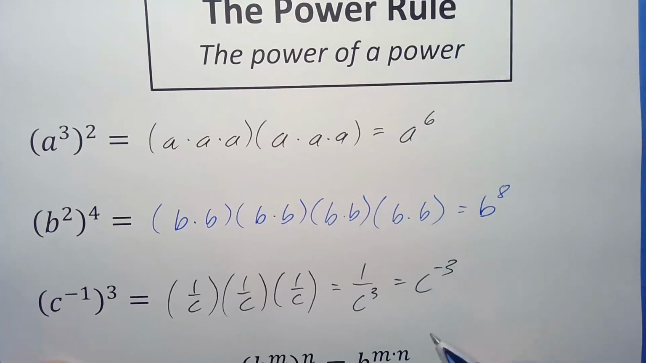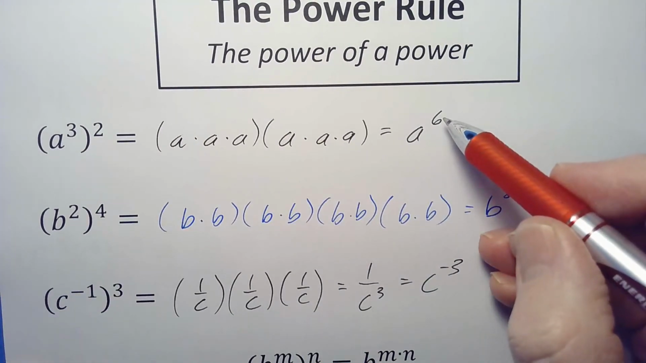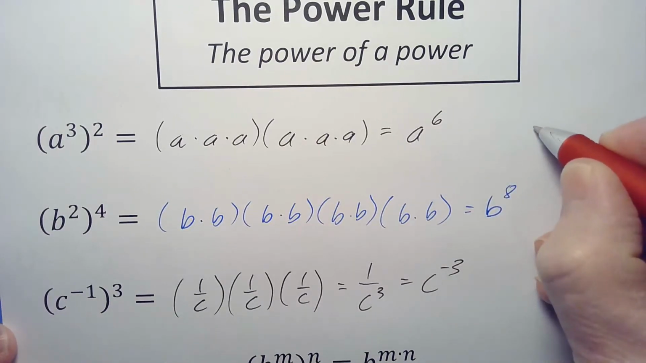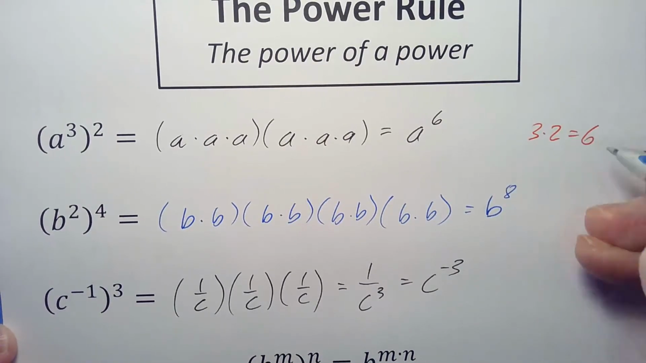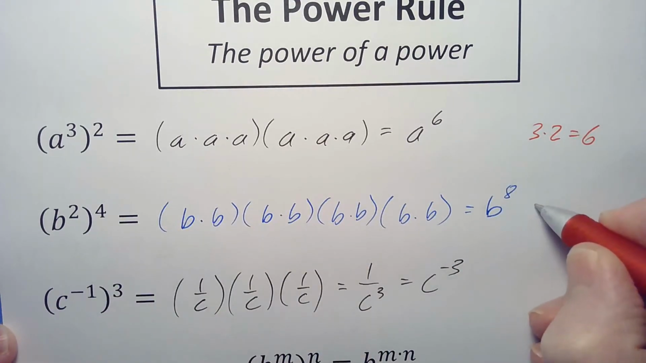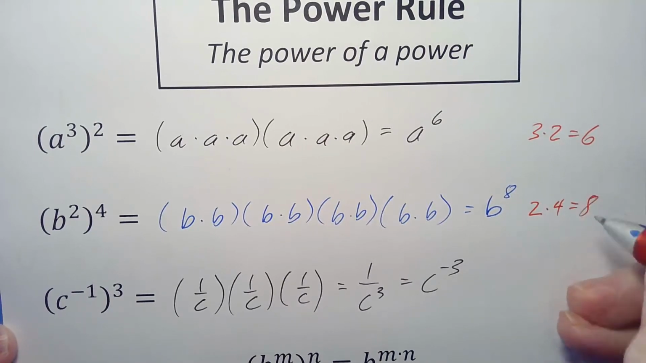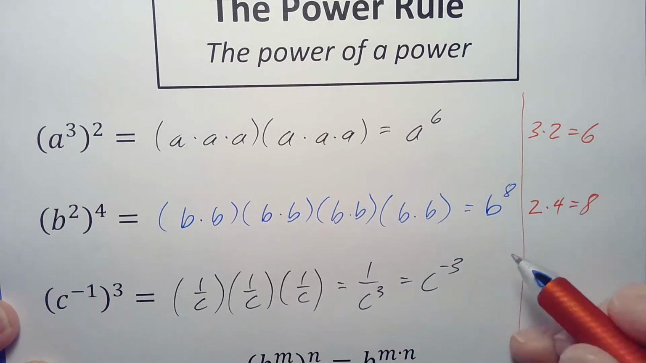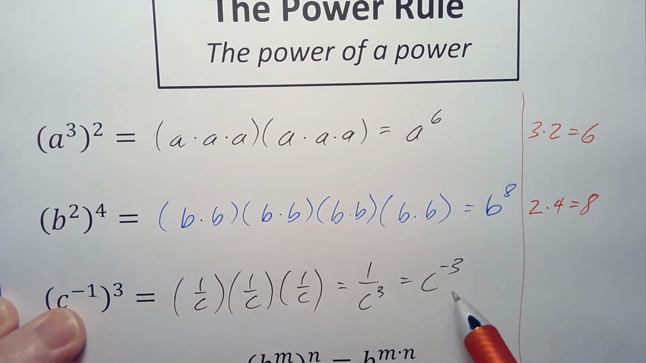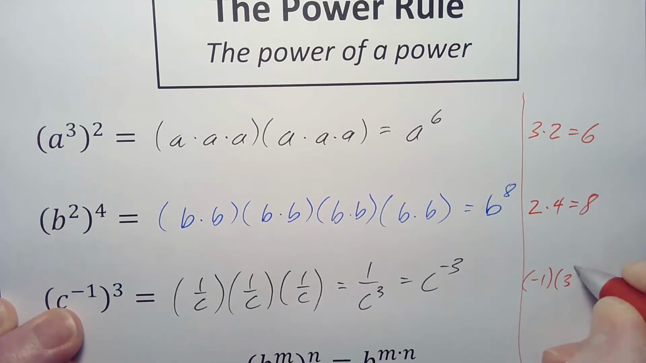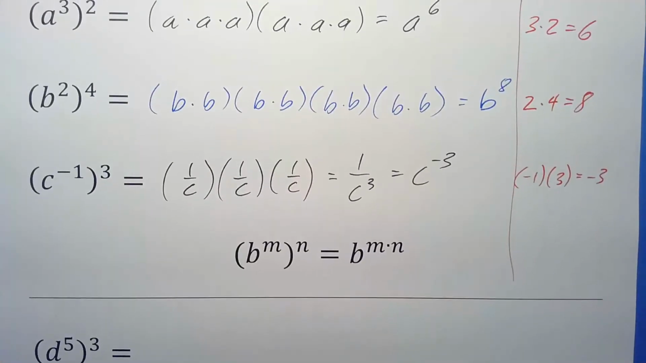Well, let's see where we got these exponents. Sure enough, look, here's a 3 and a 2, and you get a 6 by saying 3 times 2 equals 6. Here, I've got a 2 times a 4, which gives me an 8. And then finally, let's keep this separate, I've got negative 1 times 3, which gives me a negative 3. So negative 1 times 3 equals negative 3. So that's pretty cool. Look, we've got ourselves a new rule.